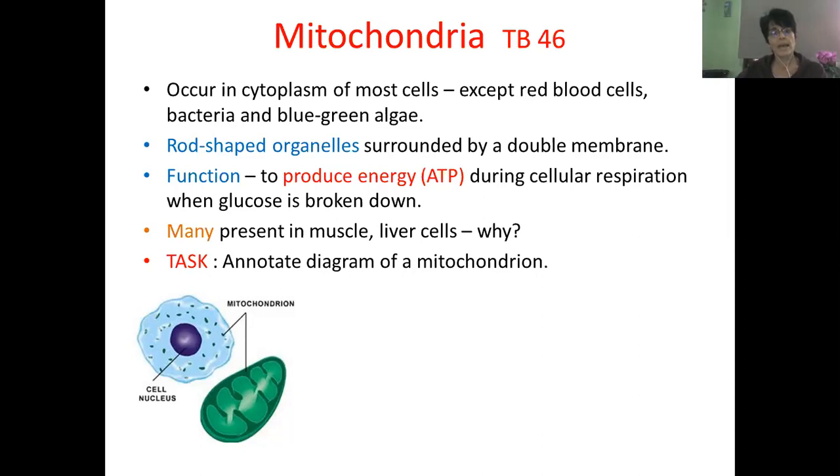And bacteria and blue-green algae, bacteria that have some kind of pigment to help them photosynthesize, are prokaryotes. So they don't have mitochondria, whereas red blood cells are eukaryotic cells where the mitochondria and the nucleus break down. So generally, mitochondria are rod-shaped organelles.